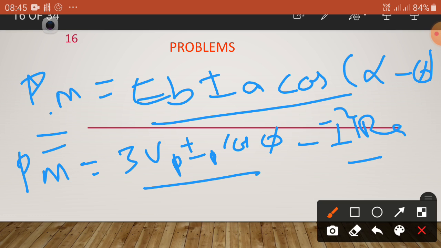From this, if we subtract the friction and windage losses and iron losses, then we are going to get the P output, the motor output, the net mechanical output of the generator. Okay, so these things you should remember. Here we are going to calculate.